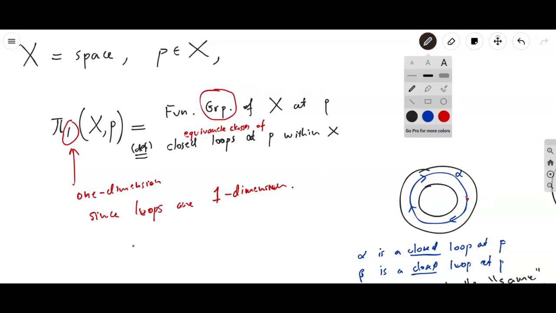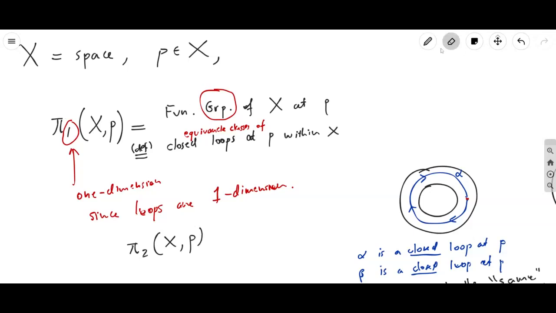There is something called pi 2 of X, P, where instead of using loops, you're going to be using closed surfaces instead. But we're not going to go there. Later in the course, we will talk about homology groups. So we will talk about H1 of X, the first homology group. We'll talk about the second homology group, and we'll actually talk about all of them.